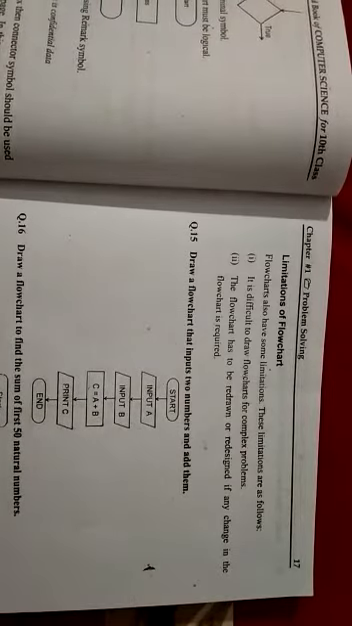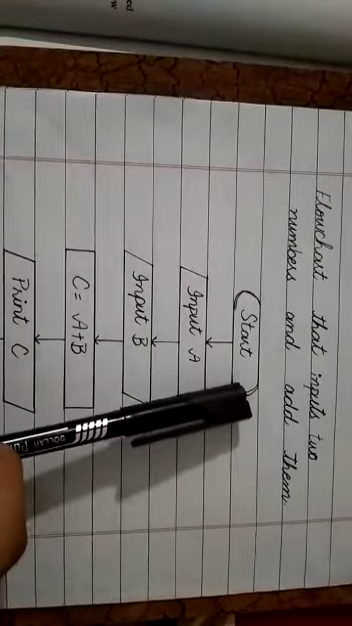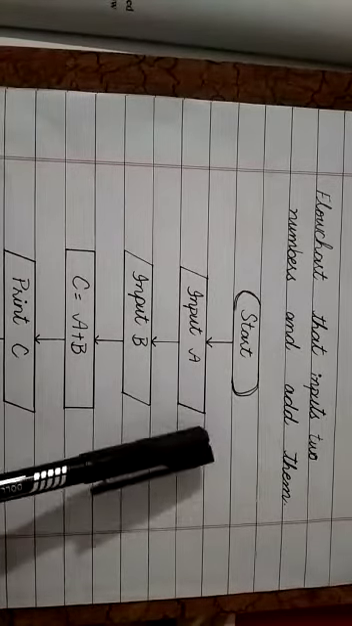You will learn which difficulties we face by following a flowchart. Now, draw a flowchart that inputs two numbers and adds them. Firstly, start, input A, input B, then C is equal to A plus B, and next print C, and last, end. By following these rules and these symbols, you can draw a flowchart easily.